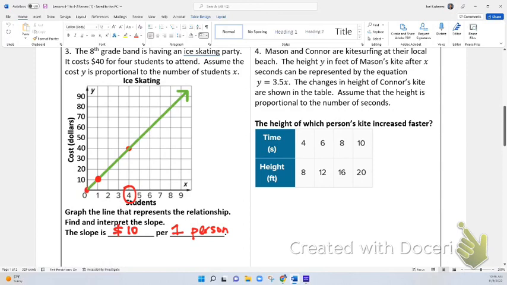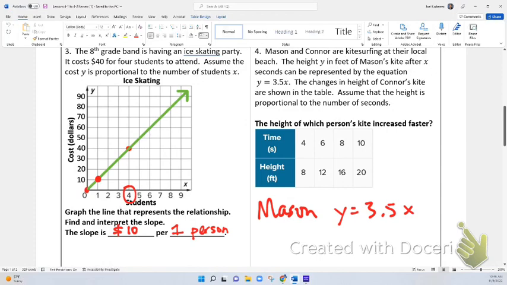It says the height in feet of Mason's kite after X seconds can be represented by the equation. So for Mason, the only thing that they did is they gave us an equation. So for Mason, I'm going to put it down here. The only thing they gave us was y equals 3.5x. Whereas for Connor, the information is shown on the table. So they want to know the height of which person's kite increased faster, right?